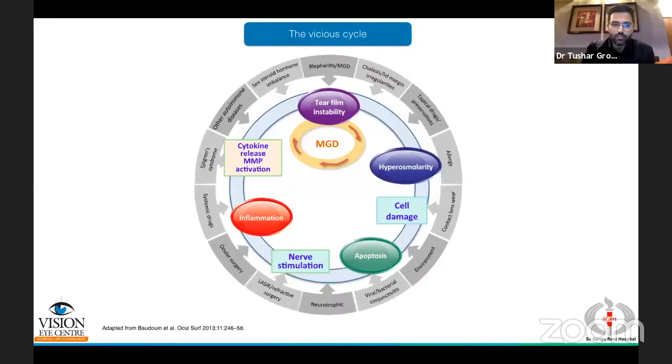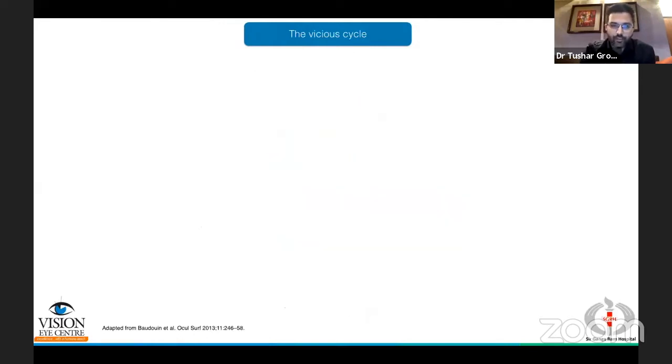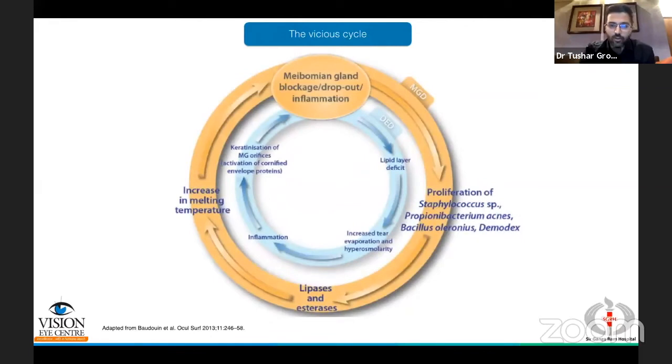Dr. Hitendra also spoke about hyperosmolarity, inflammation, and tear film instability playing very important roles. What is important here is that any of these etiological agents can lead an individual into this vicious cycle of dry eye, which then self-perpetuates and carries on even if you've removed the original agent that got the person into this cycle in the first place. And of course, Meibomian gland dysfunction is at the core of this.